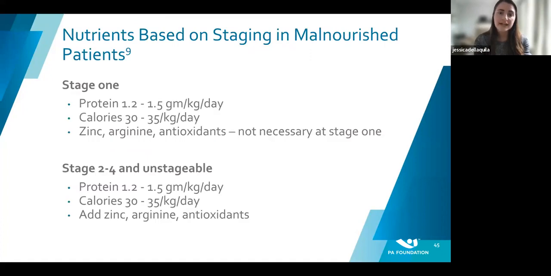And then when we get into how much support we need to give the patient during wound healing in terms of supplementation, really during stage 1, we just need to make sure they're getting enough protein and calories. Once we go beyond stage 1, that's when supplementation with zinc, arginine, and other antioxidants and vitamins becomes pretty crucial.